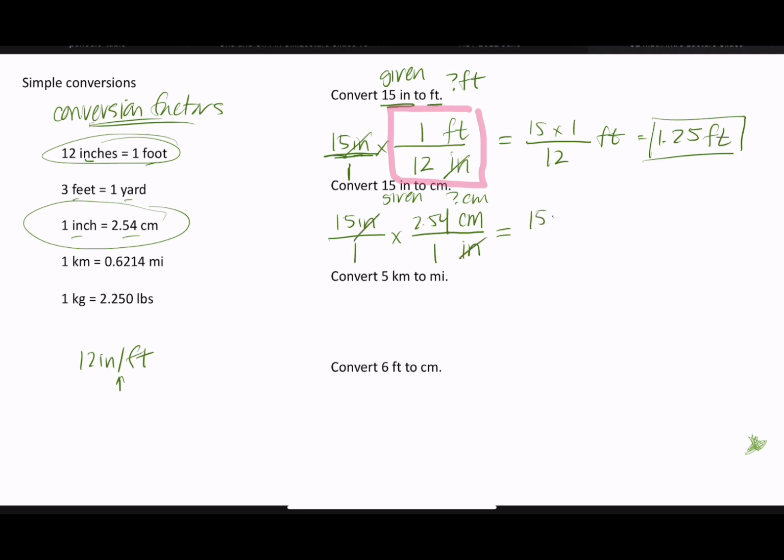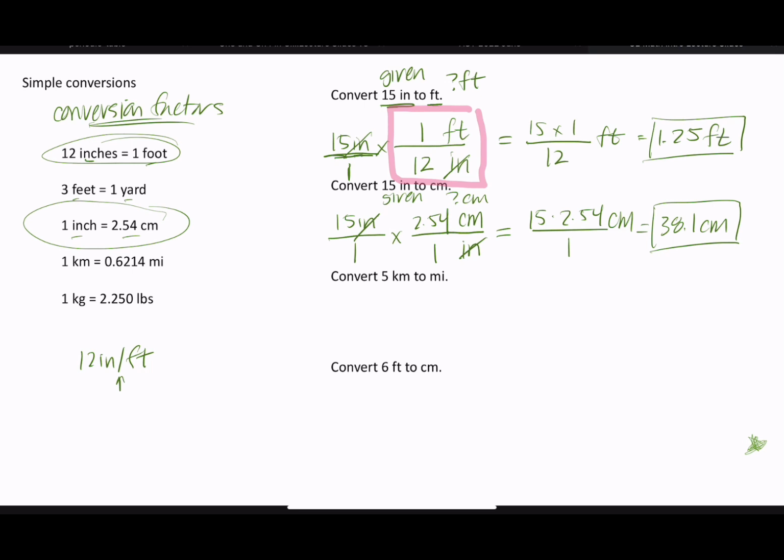And then I would just do my math, right? Which says 15 times 2.54 over 1. Oh, this is centimeters. And then so I would just do my math, which is 15 times 2.54. And I would get 38.1 centimeters as my final answer.